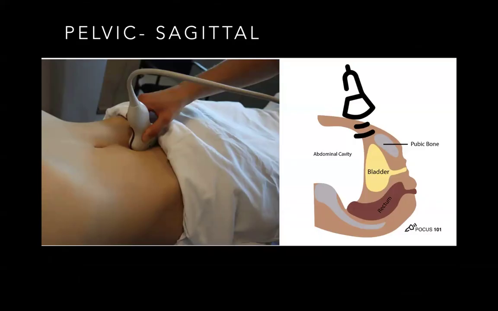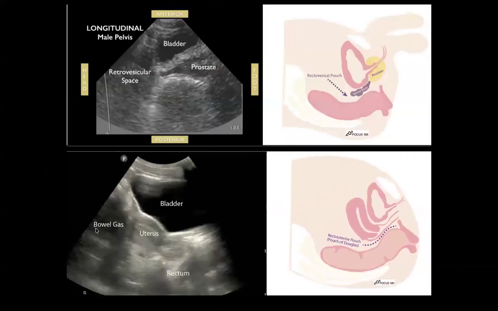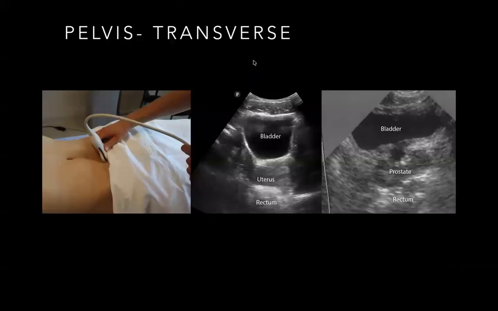Now, when looking at the bladder, we will take a look at the bladder in the sagittal or longitudinal axis and also in the transverse axis. So again, just like before: bladder, prostate, rectum; bladder, uterus, rectum. And then same thing when we're looking at the transverse pelvis: bladder, uterus or prostate, and then rectum.